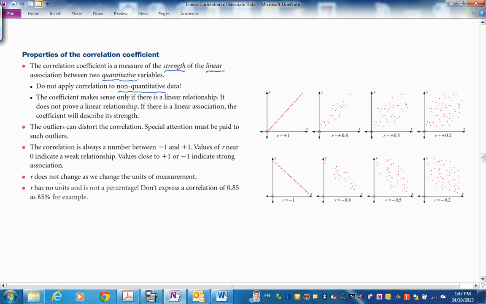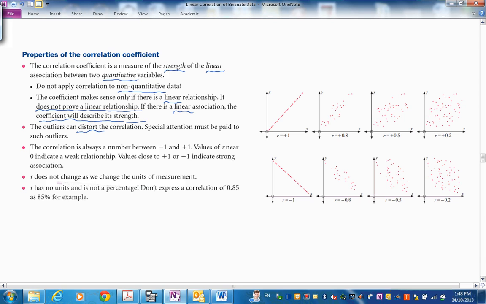The coefficient makes sense only if there's a linear relationship. Okay, but it doesn't prove it. It does not prove it's linear. It's a measure of how tightly associated the two variables are in a linear pattern. If we see a linear association, the coefficient describes its strength. Outliers can distort it, so we pay special attention, as we did before.